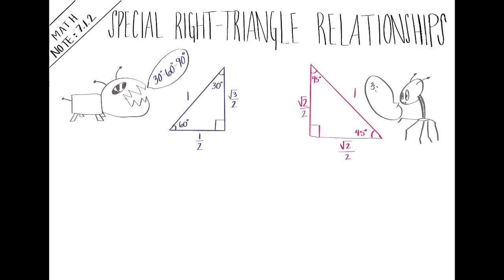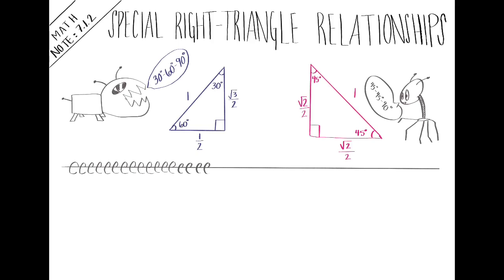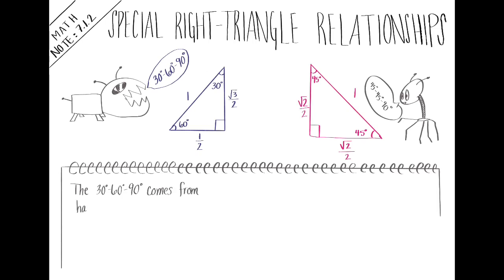For our 45, 45, the two legs are going to be the same because it's a 45, 45 degree angle. So radical 2 over radical 2, again, the hypotenuse is 1. So those are our two special right triangles.